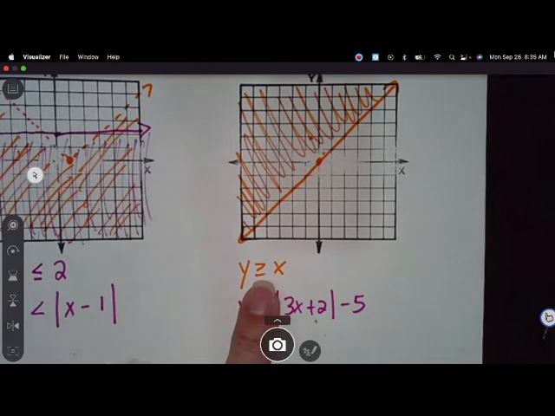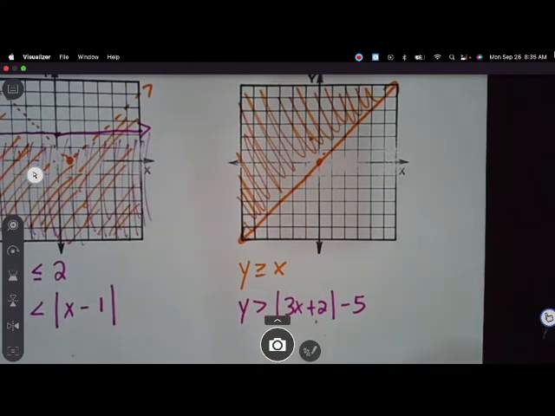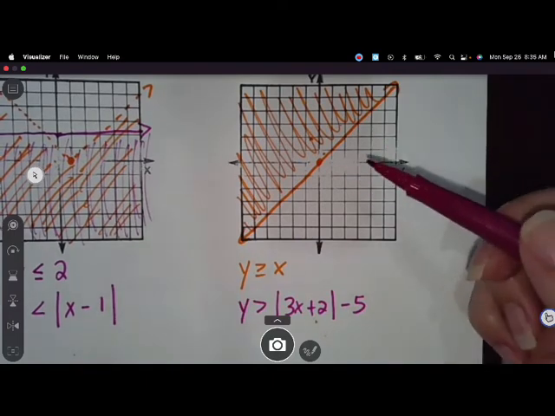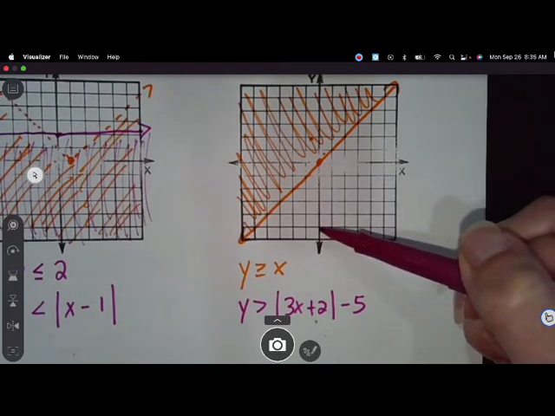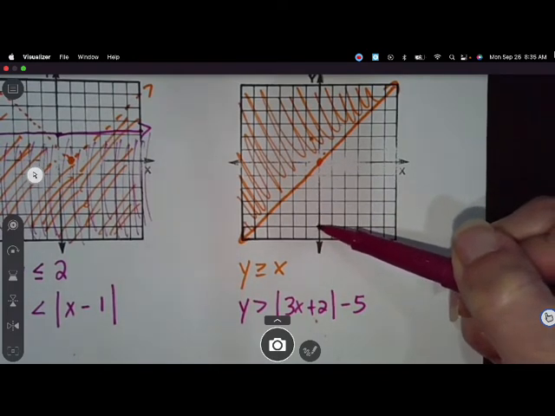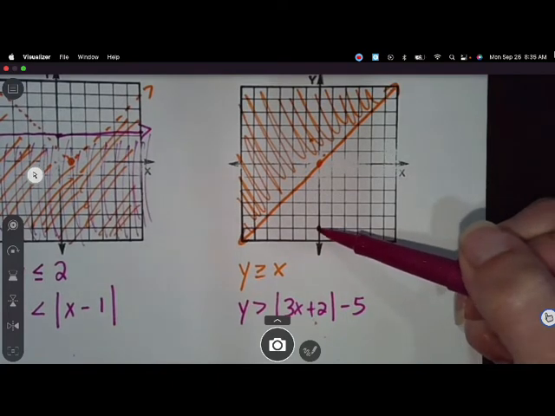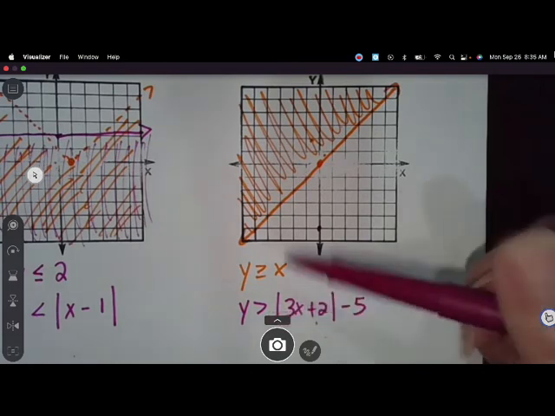Are we good with this one? Yes. Okay. Now my next one, what's my starting point? I'm going to go down 5. 1, 2, 3, 4, 5. And then, well, that's if my slope was out here.